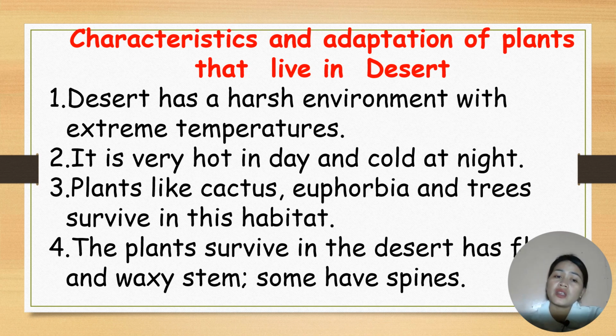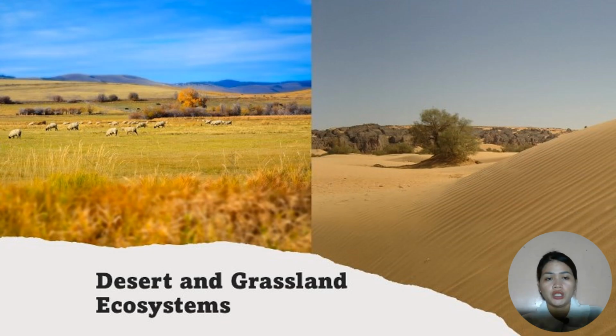Okay, so do you think plants can survive in a desert? So these are the plants that can survive there. We have the cactus, euphorbia, and trees that survive. The plants that survive in the desert have a waxy stem and have some spines. So as you can see in the cactus, it has waxy stems and has spines. Why do you think they have spines? What do you think? Protection.